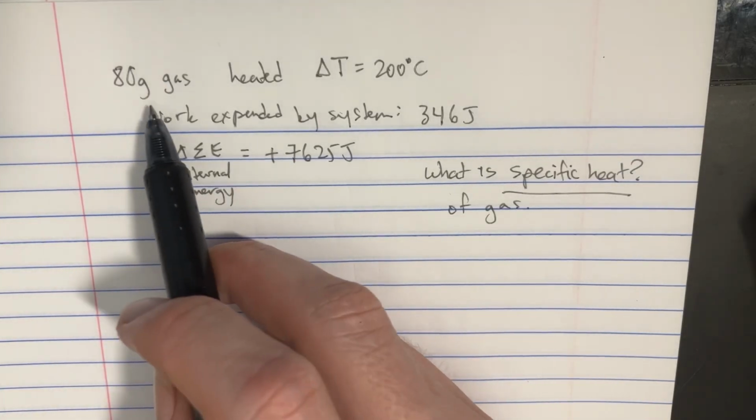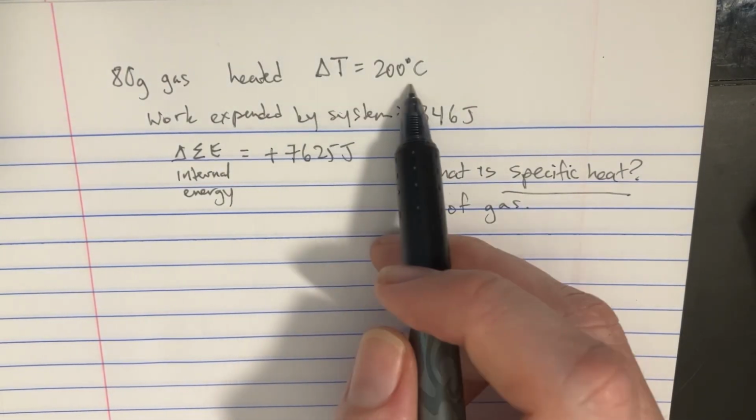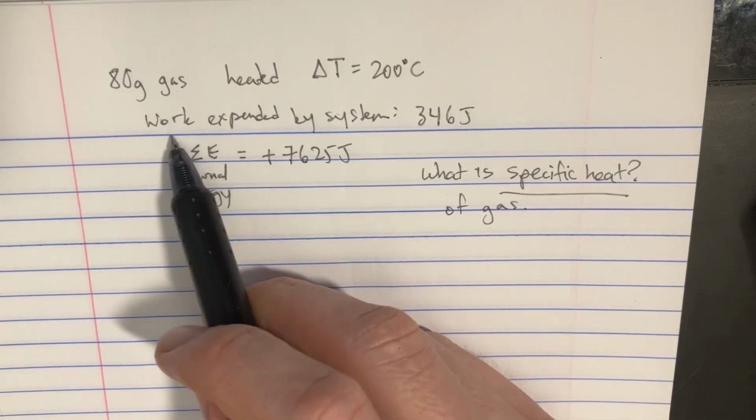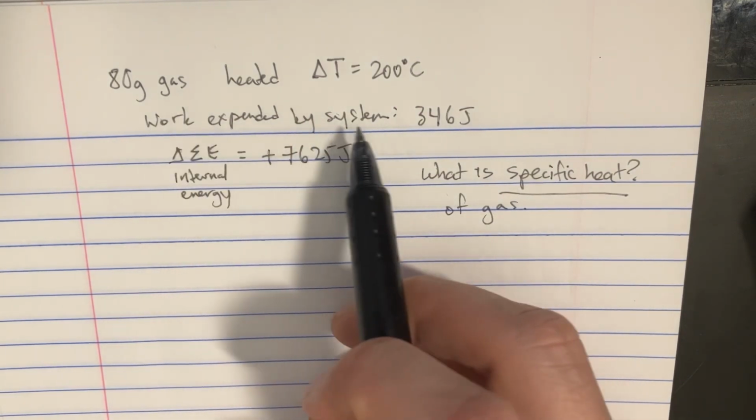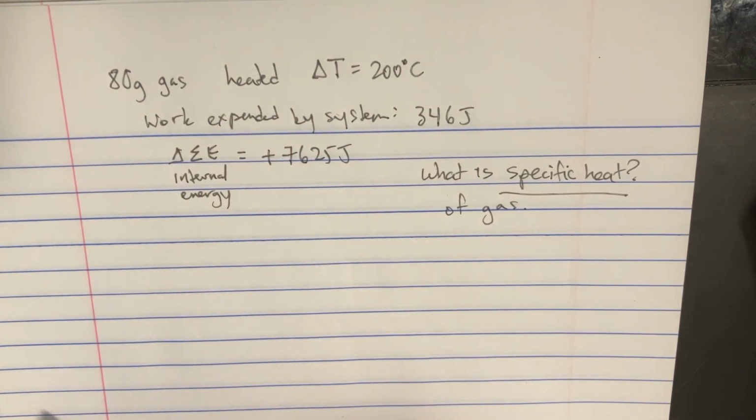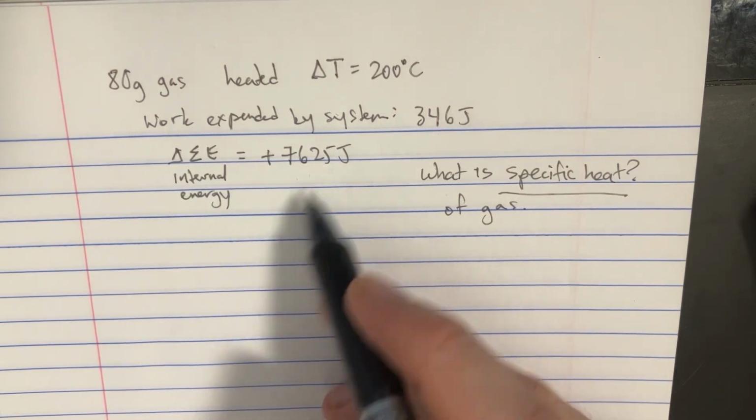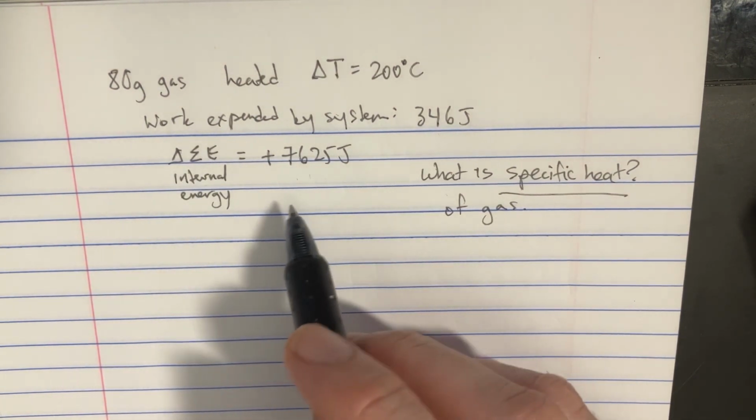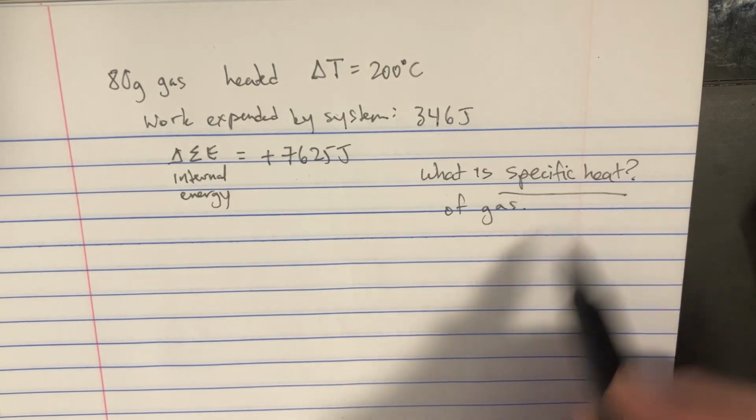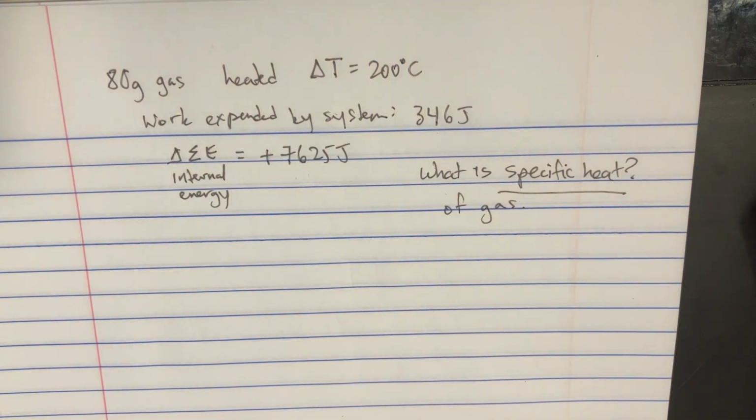If 80 grams of gas are heated and the change in temperature is 200 degrees, the work expended by this system was 346 joules, and the change of internal energy was 7,000 or so. But we're asked to find what the specific heat of gas is here. So we kind of have to set up two different equations here.